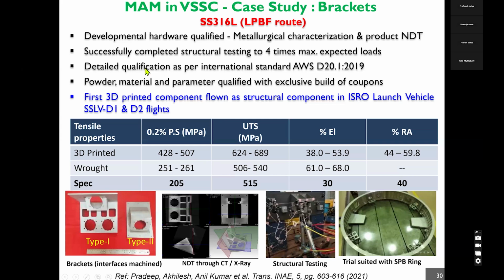We have again carried out a detailed qualification of these hardware. We have carried out structural testing to 4 times expected loads. And we have done detailed qualification of these parts as per AWS D20.1. And these are the first parts to fly in our launch vehicle as structural components in SSLV D1 and D2 flights.